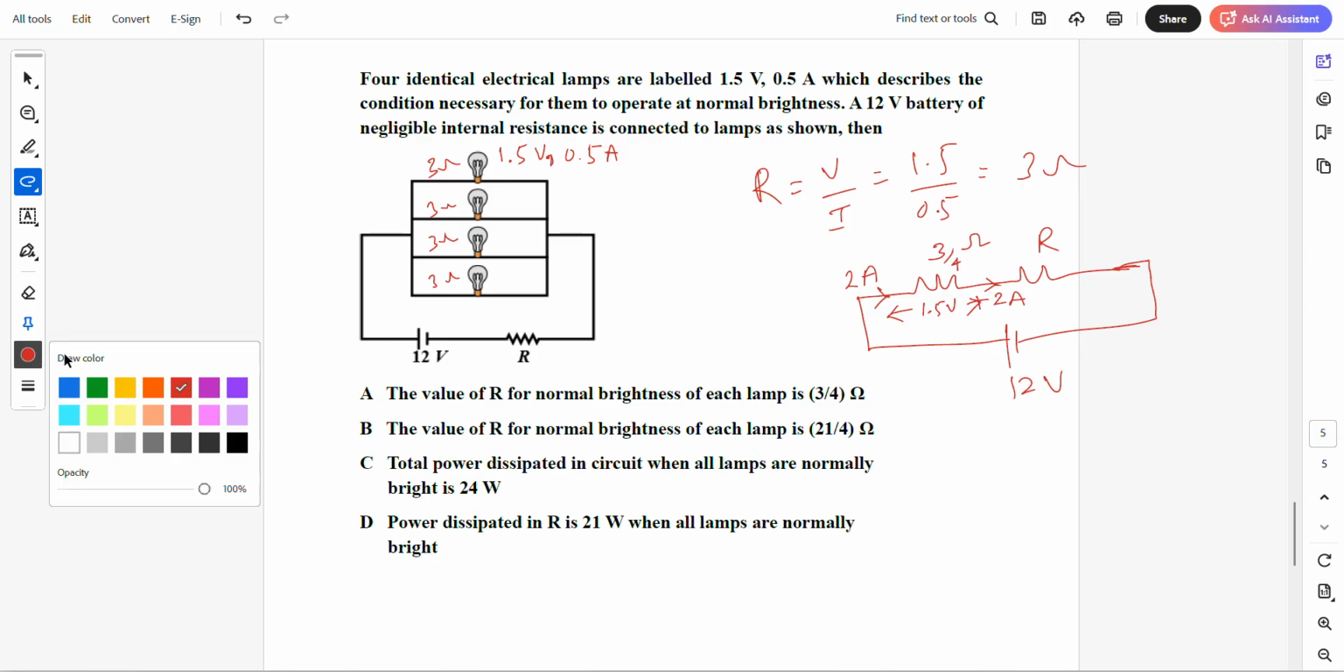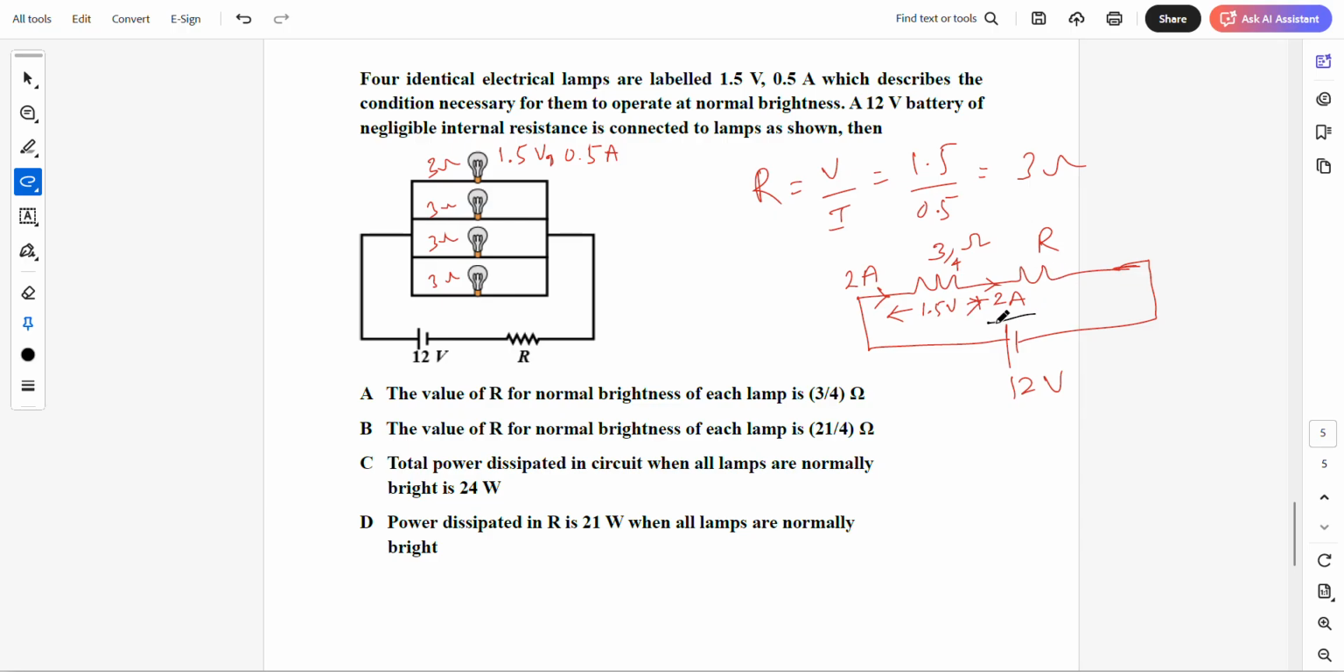If there is 1.5 volts here, how much will be here? How much voltage will be here? The voltage here will be 10.5 volts. Why 10.5 volts? Because 12 minus 1.5 is 10.5 volts. Then what is the value of R? How to calculate the value of R?